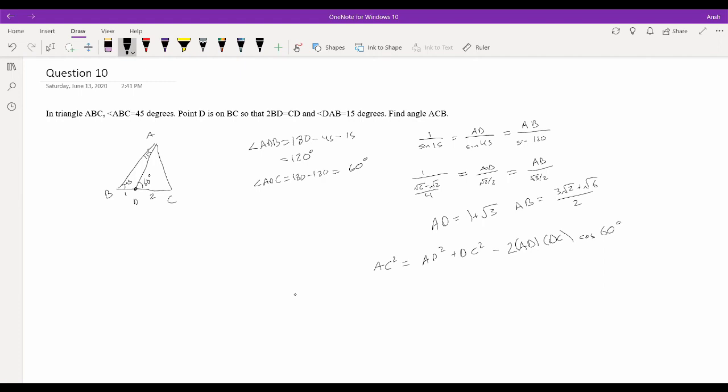Well, we know that AD is equal to 1 plus root 3 as we found earlier. And we know that DC is equal to 2 based on our assumptions. We get that AC squared equals 1 plus root 3 quantity squared plus 2 squared minus 2 times 1 plus root 3 times 2 times cosine of 60. Cosine of 60 is equal to 1/2. So simplifying, this becomes AC squared equals 6.